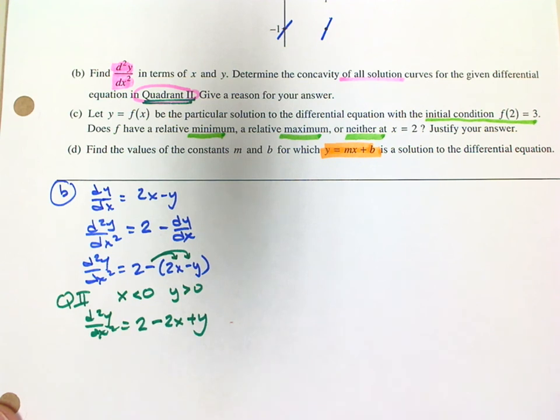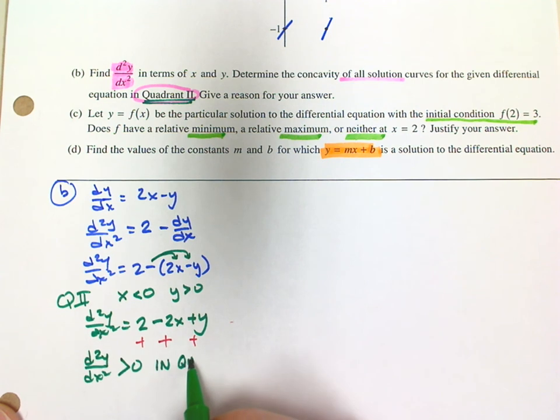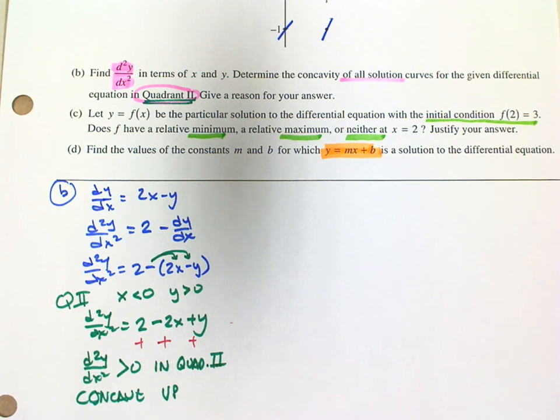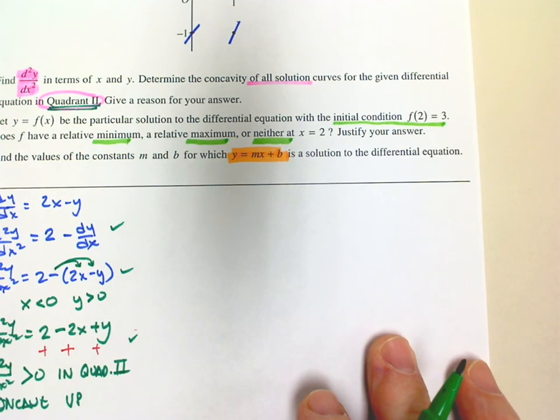Now wait a second here. If x is always going to be a negative number, won't I get a positive here? And y is already going to be positive, and we're adding that to 2, which is positive. Therefore, d²y/dx² is always going to be greater than 0 in quadrant number 2. Therefore, we must be concave up the whole time we're in quadrant number 2. That was worth 2 points, one for finding our second derivative right here, and then for answering that question.